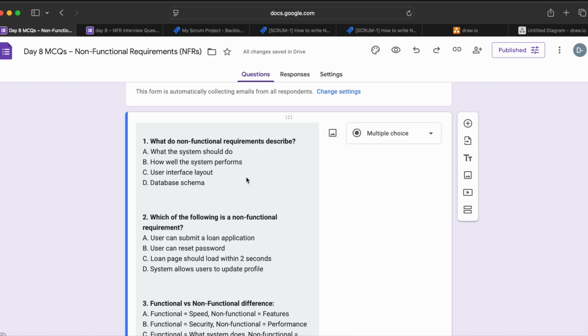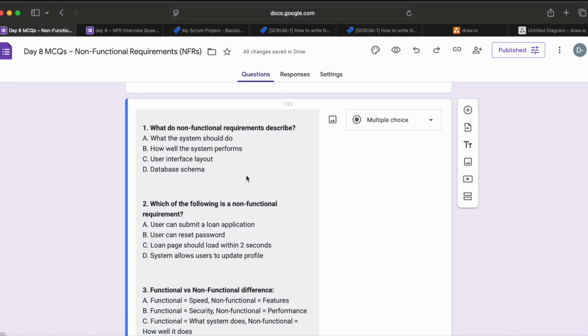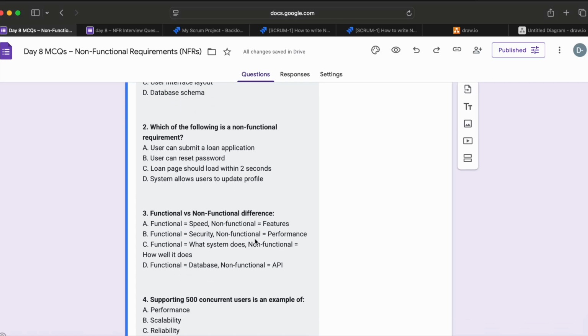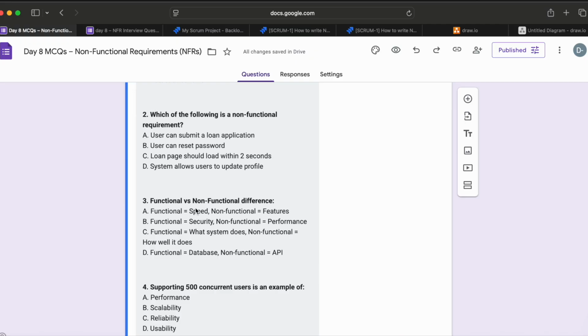Okay. Which of the following is non-functional requirement? C, right? Loan page should load within 2 seconds. The page load time is a quality performance requirement, so not functionality. So number 3, functional versus non-functional difference. Functional, what system does, non-functional, how well it does, right? So functional features, non-functional performance, quality, usability.